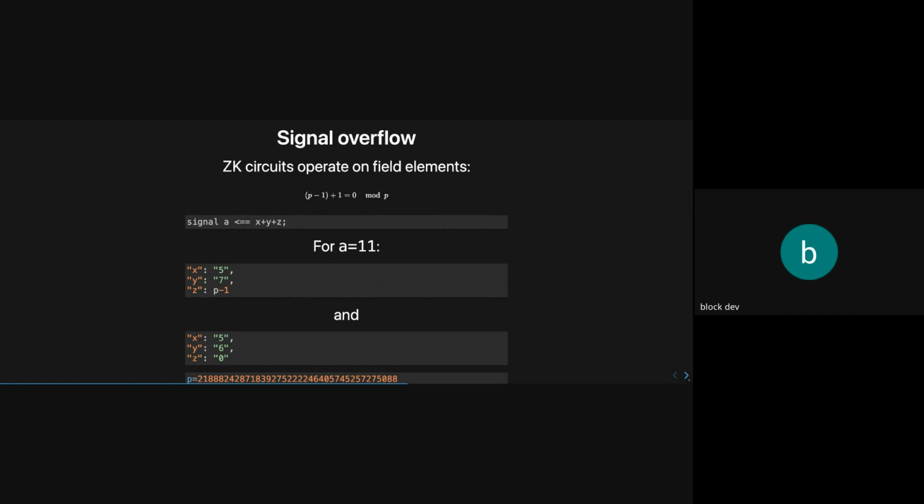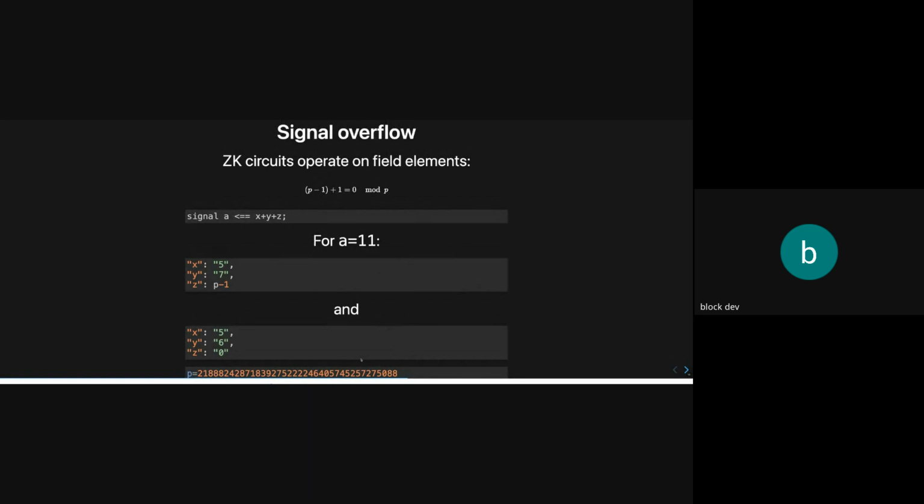So, signal overflows. As you might already know, ZK circuits usually operate on field elements. Usually every cryptography algorithm runs on some field element, which is numbers between 0 and P minus 1, where P is some prime. This is the same thing with the EVM actually. The EVM also operates on 256 bits, but that's not a prime number. To give an example, P here is a very large number. It's cut off, but there's a whole array of digits below it as well.